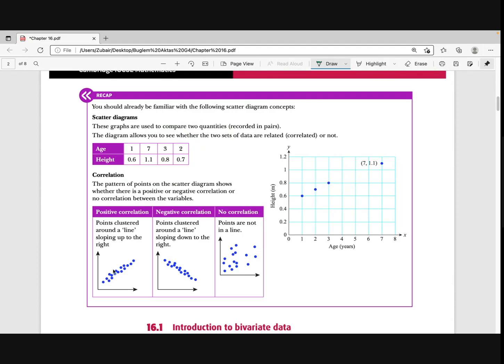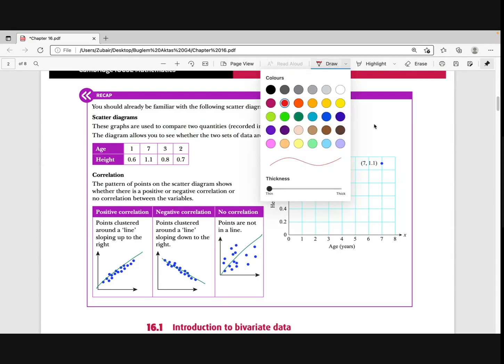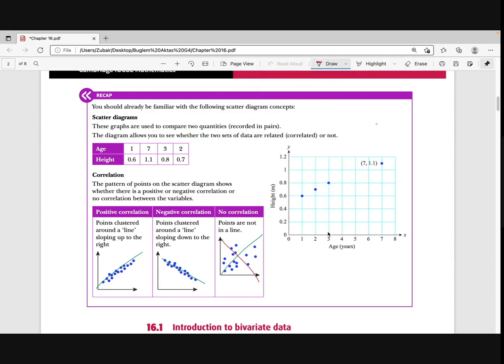So see, positive, both are increasing. Negative, one is increasing, the other is decreasing, and no correlation. I cannot actually say that this is my line of best fit or this. What actually is the line of best fit? We draw one line which passes through or close to maximum points.